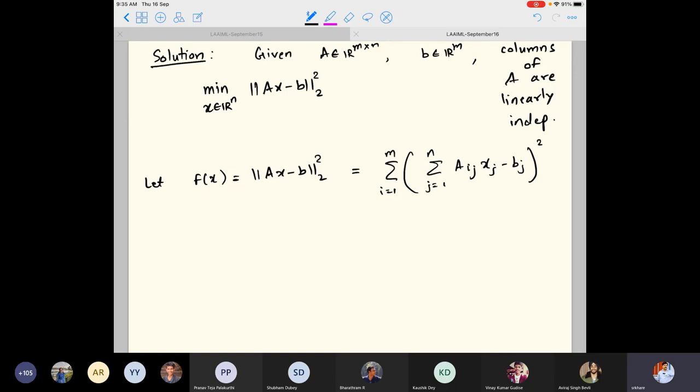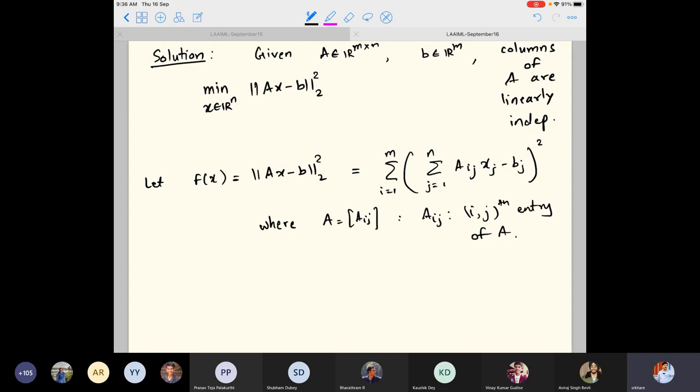Here aij is the ijth entry of the matrix A. Is this okay? Do you all agree with what I have done?